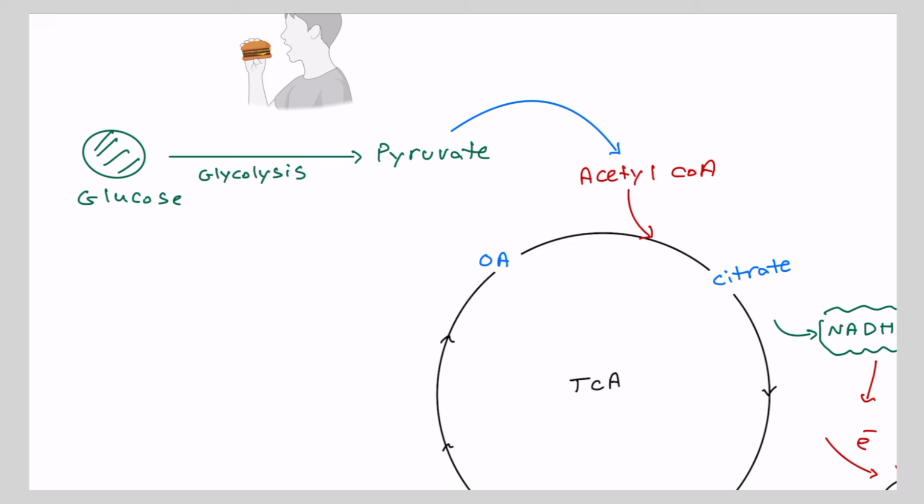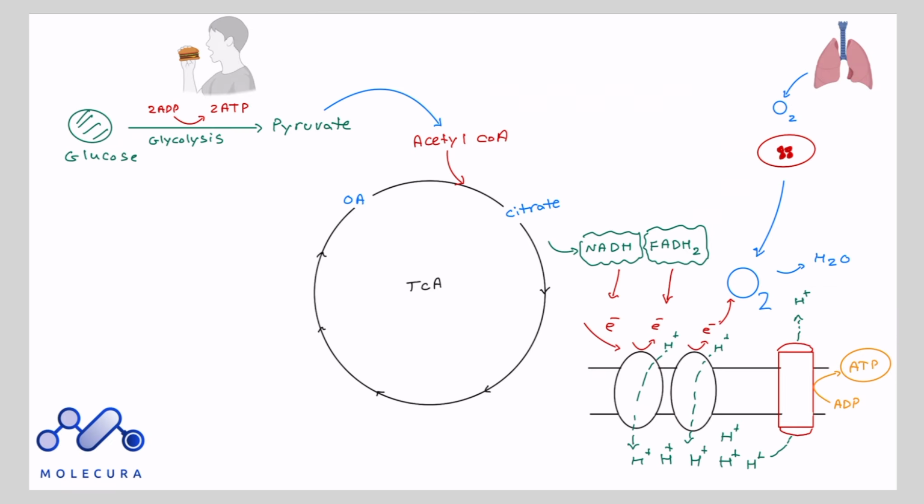Glycolysis by itself is going to make a small amount of ATP. It's going to be 2 ADP converted into 2 ATP. This is the net production of ATP in glycolysis. So our pyruvate will undergo a reaction through pyruvate dehydrogenase, and what we will end up with is acetyl coenzyme A, which is ready to go into our TCA cycle.